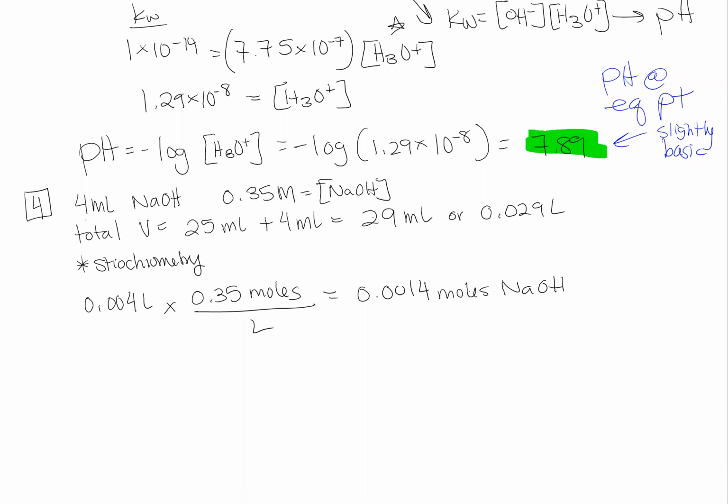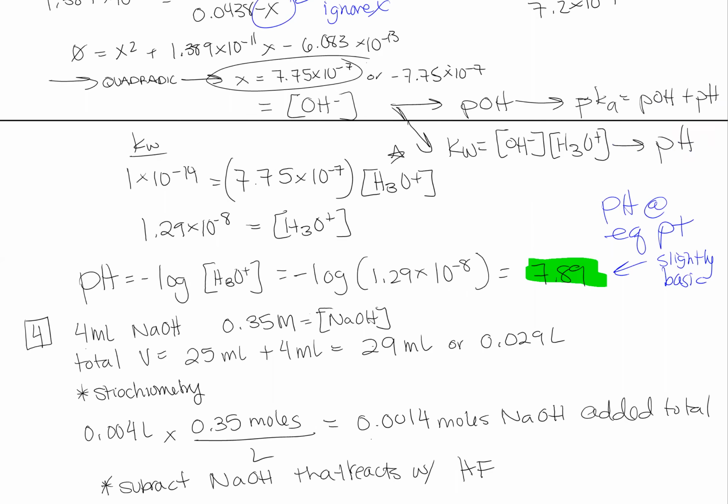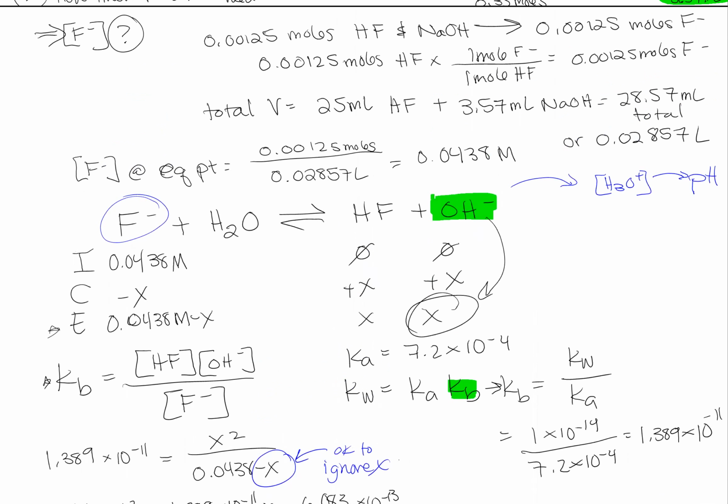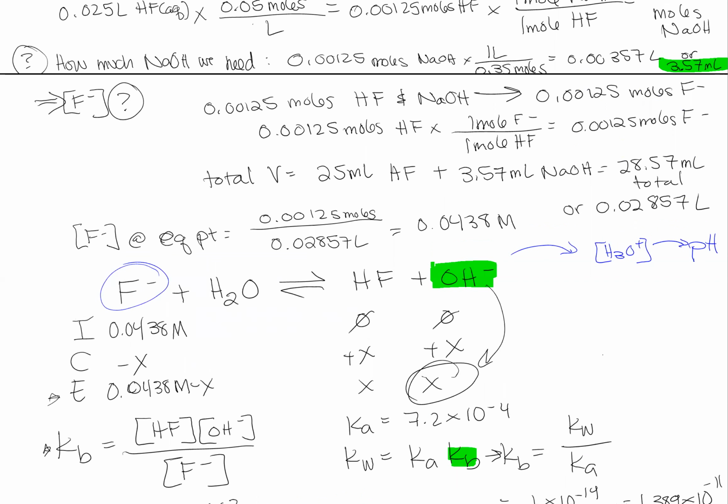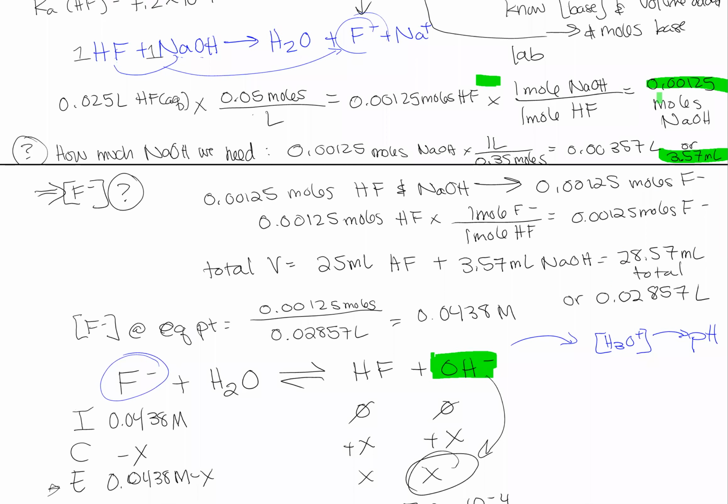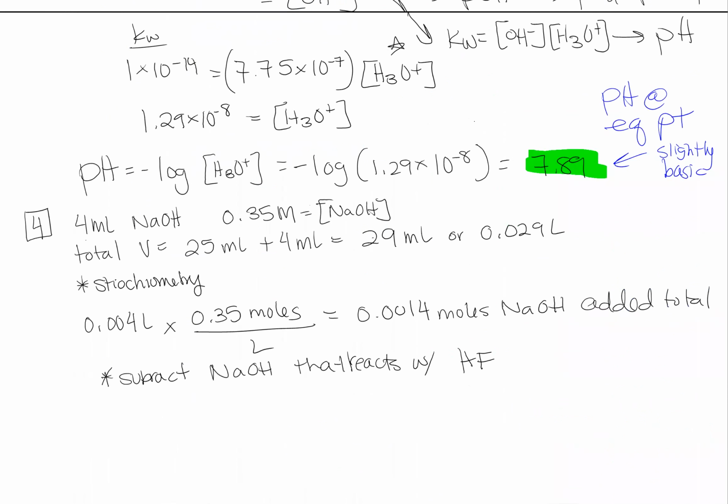So at this point, this is the amount that I've added total. I now need to subtract what has been used to neutralize the hydrofluoric acid. So I need to get rid of, or separate out, the amount of sodium hydroxide that reacts with hydrofluoric acid. If I go back to the previous problem, where I did some work on this already, I learned that I'm going to take 0.00125 moles of sodium hydroxide to actually neutralize my hydrofluoric acid. So I'm going to subtract that value.